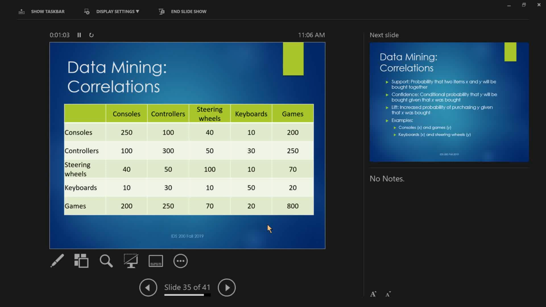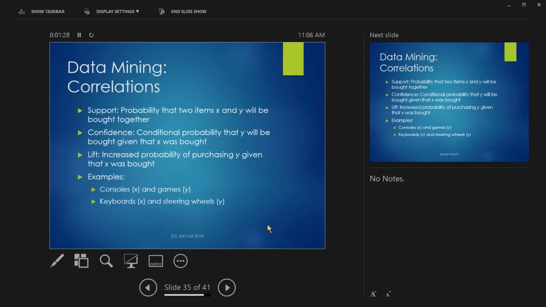likewise, 250 people bought consoles. Now, where these data get interesting is on the intersection of different products. For example, right next to that 250, in the intersection of console with controller, there's a 100. So that means 100 transactions had somebody buy both a console and a controller. And 40 transactions had people buy a console and a steering wheel. So there are a few key things we can pull out from all this data.